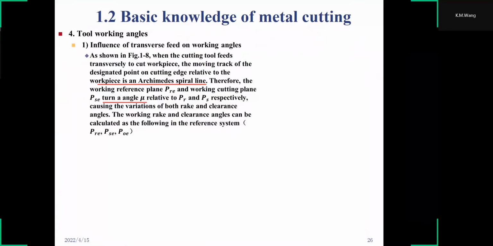Next, we will study the two working angles. The two working angles are the real cutting angles in the working state, because the setting position and the feed movement of the cutting tool have an influence on the two angles. Working angles are not equal to the angles indicated on the tool drawing. In order to optimize the cutting processes, it is very necessary to know the relationship between the working angles and the designated angles.